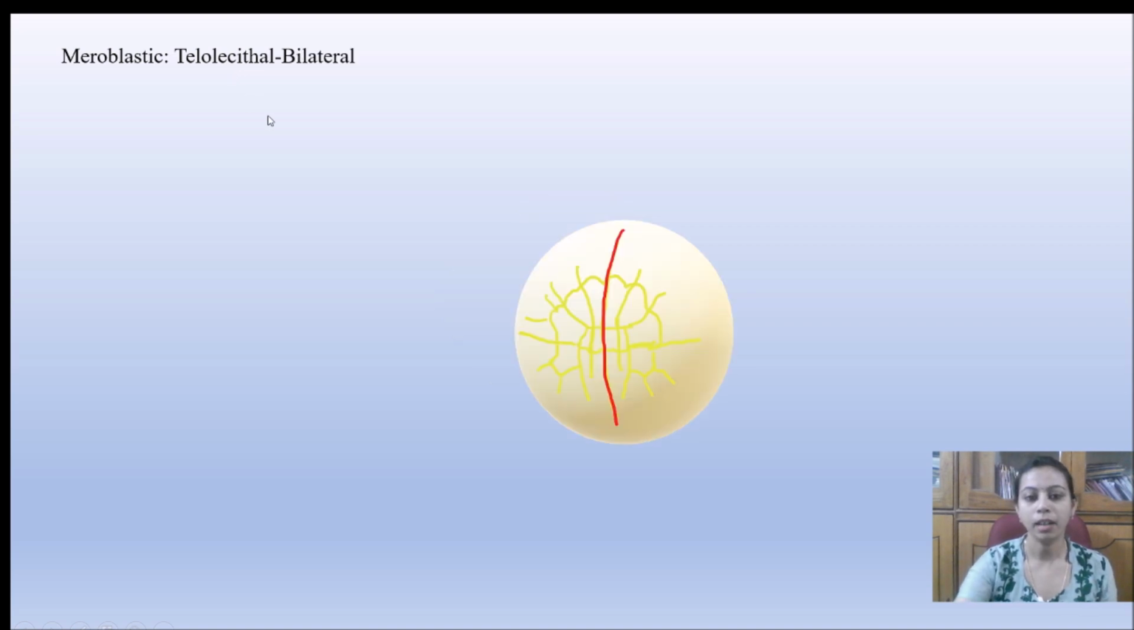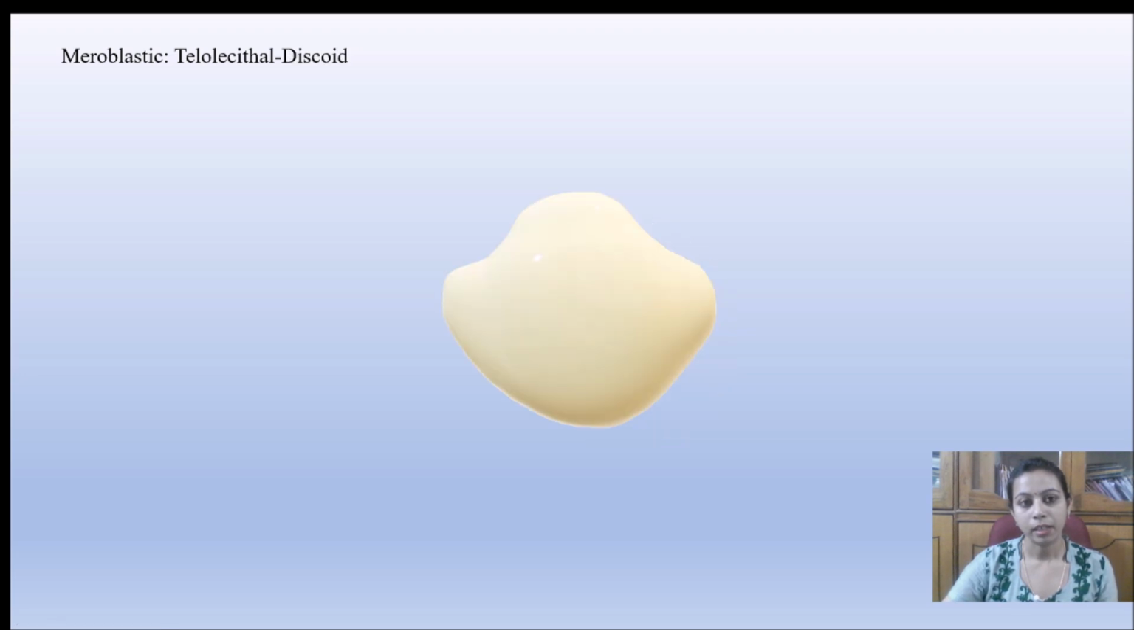We have seen just in the previous slide that the cleavage was restricted to a particular area, which was the animal pole. And here in the case of discoid type of cleavage also the same thing will happen, but the thing is that here the pattern is different. Why is it discoid?